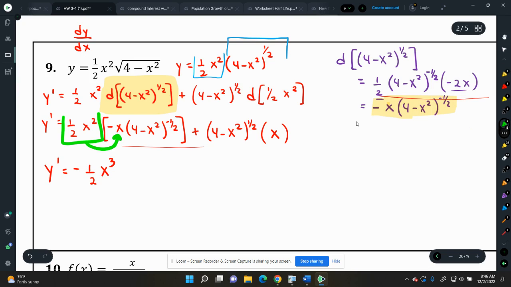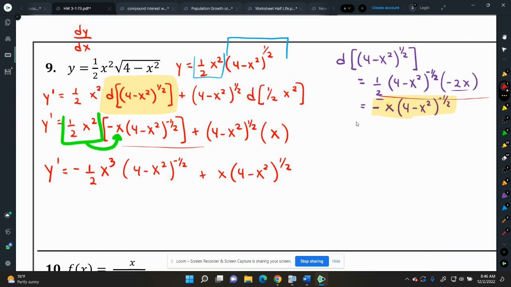Okay, and then this is times 4 minus x squared to the negative 1/2 plus x times 4 minus x squared to the 1/2, and we're done. Okay? Questions on that? Okay.